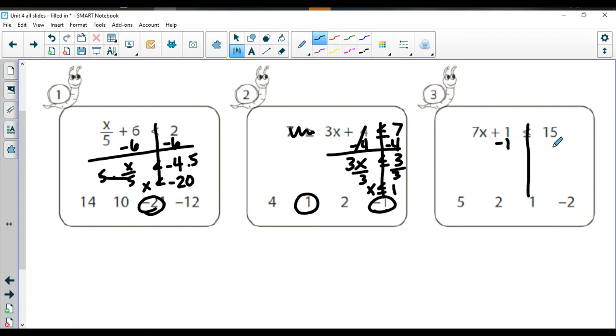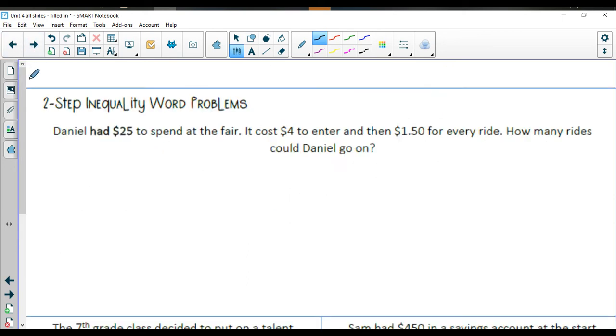Example number 3, I'm going to subtract my 1 on both sides. So I have 7x is less than or equal to 14. I'm going to divide through by 7. So x is less than or equal to 2. That would include negative 2 and 1, as well as number 2.